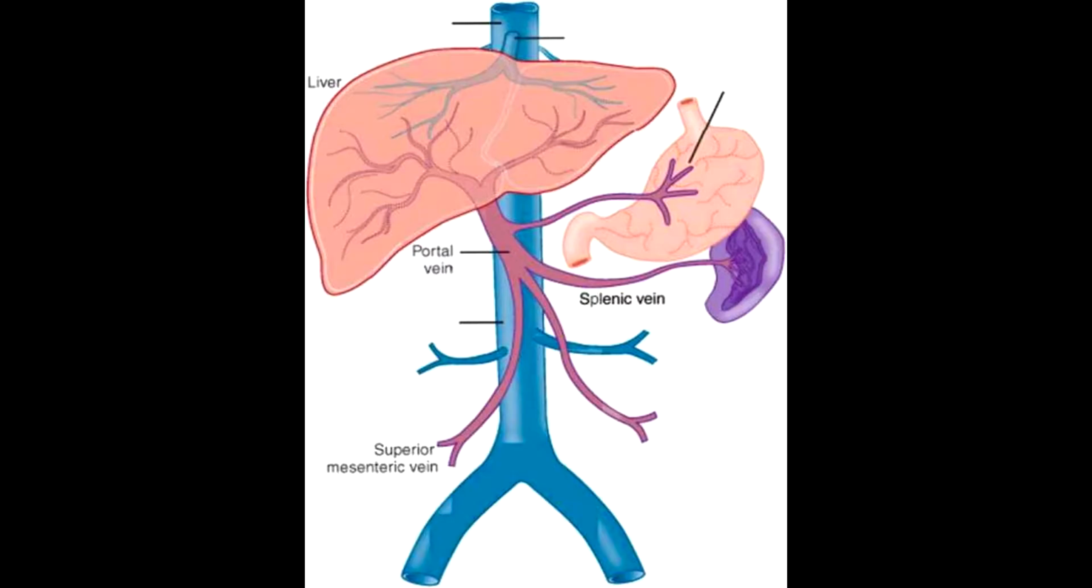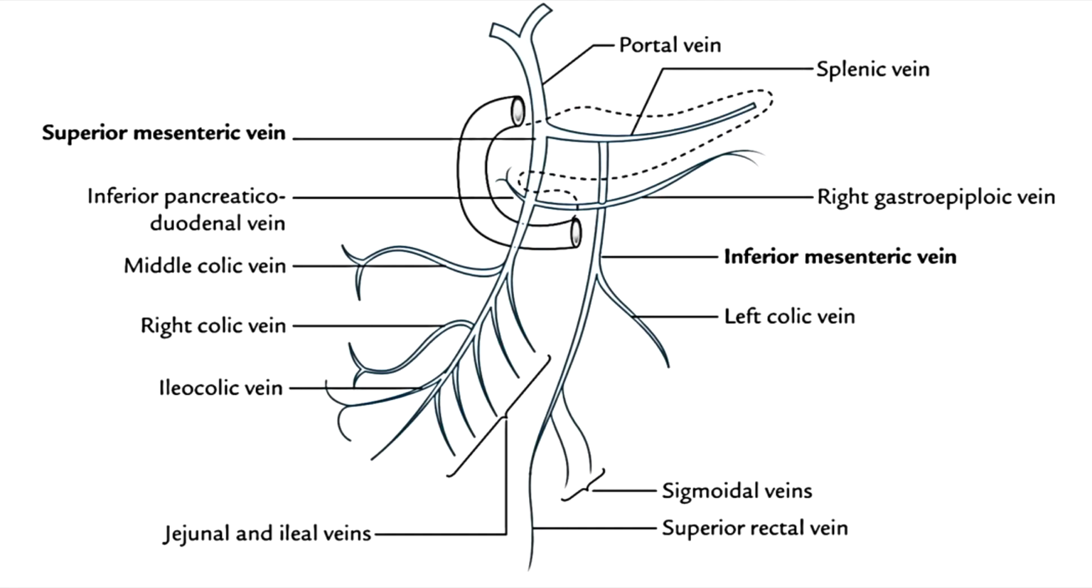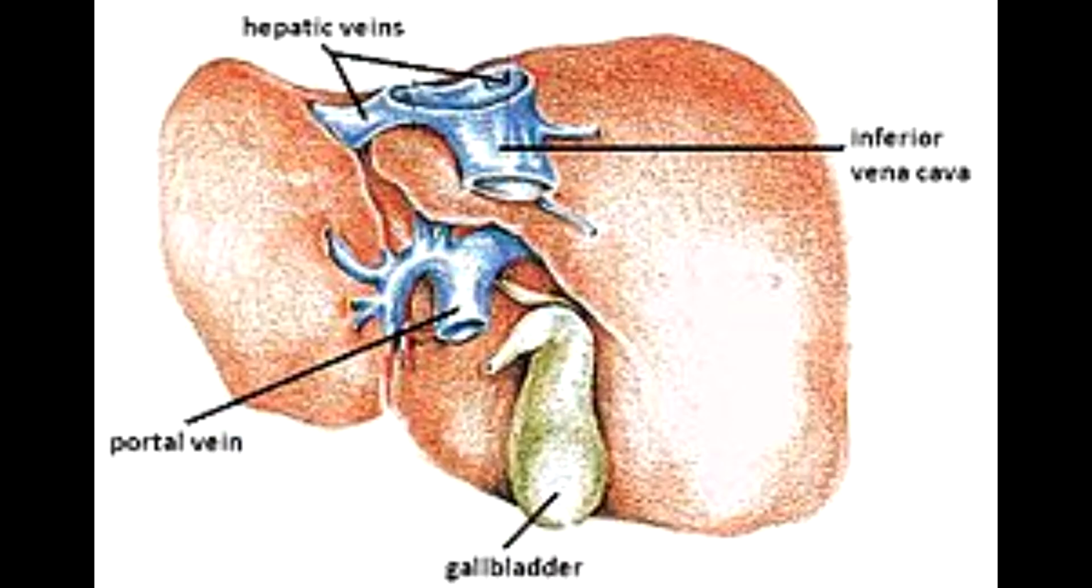The splenic vein and the superior mesenteric vein then unite to form the portal vein, which bifurcates, or separates, as it enters the liver. After being filtered in the liver, blood is then drained by way of the several hepatic veins, which are tributaries to the inferior vena cava.